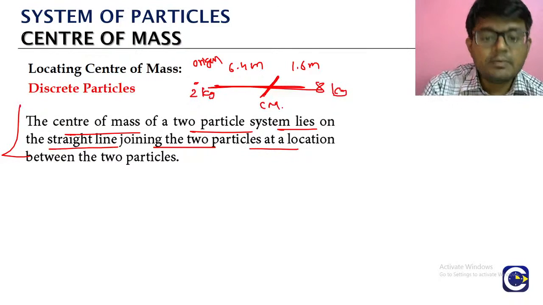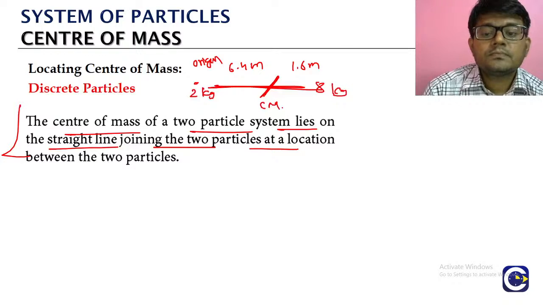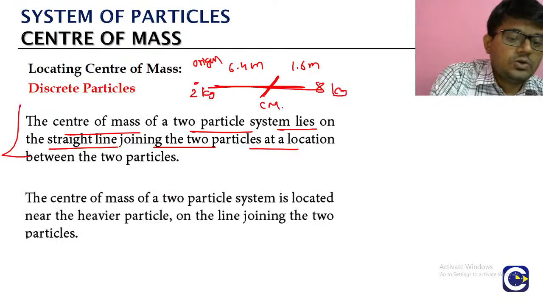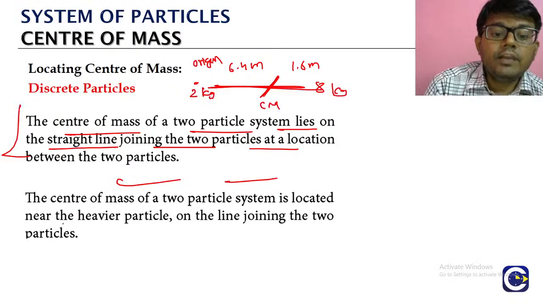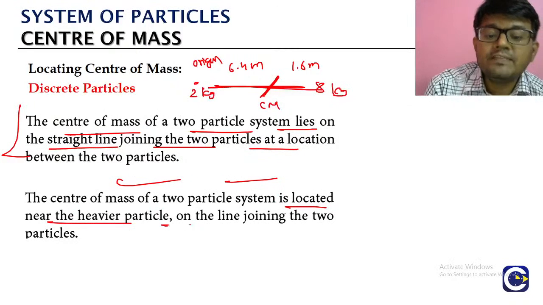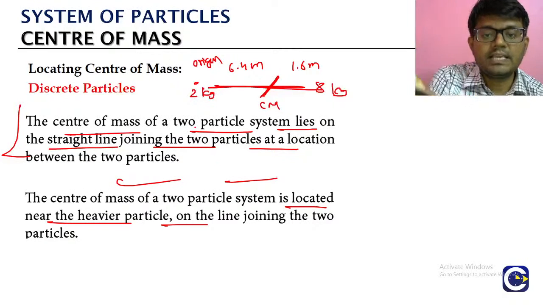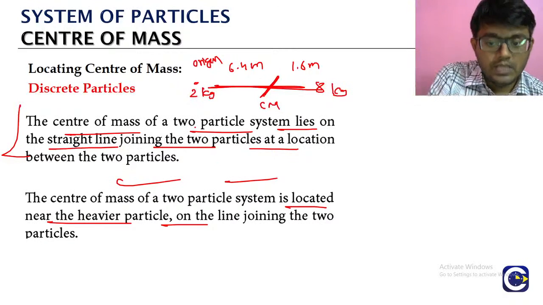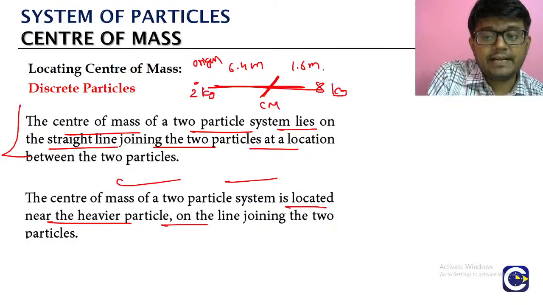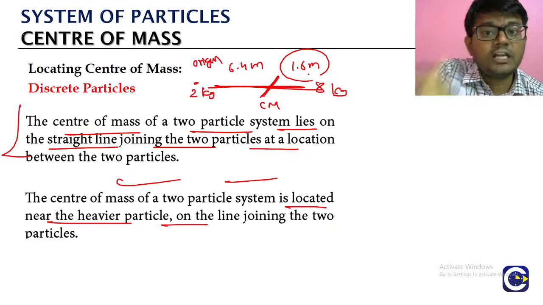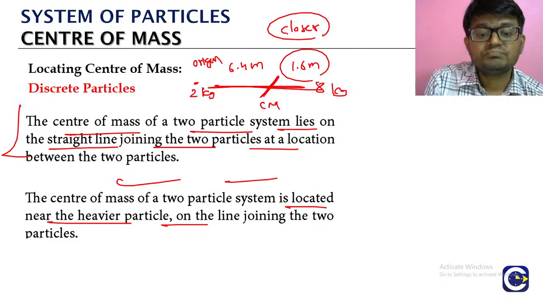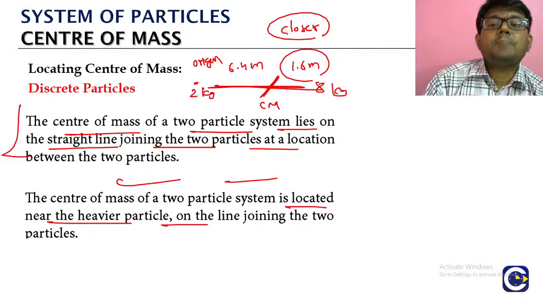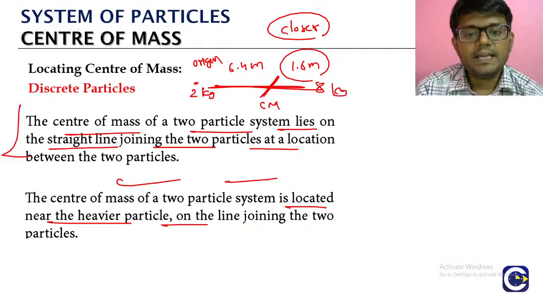It will not be the midpoint, it will be between the two. Okay, is it clear? So the center of mass of the two particles will be located near to the heavier particle. So first thing is it will be located between the two, and that also we have seen, right? Distance of the center of mass from 8 kg is what? 1.6. Remember, this is what we said, the center of mass will be more closer to the heavier particle.